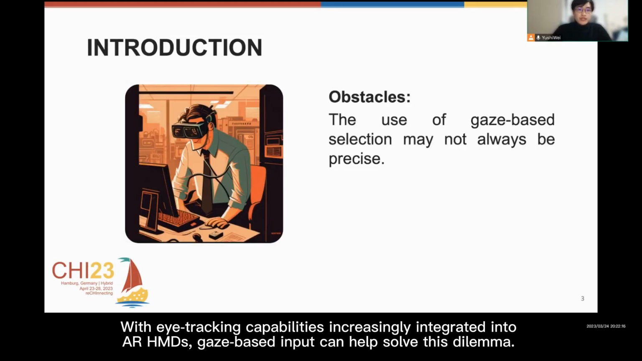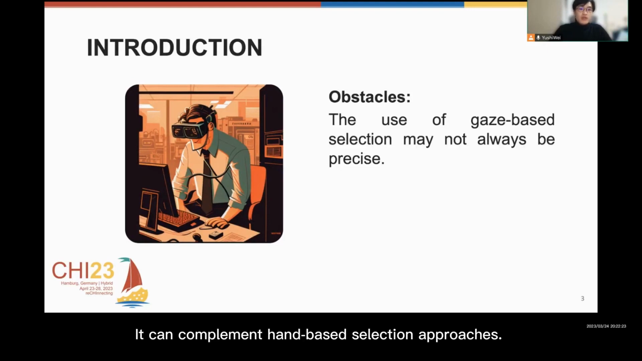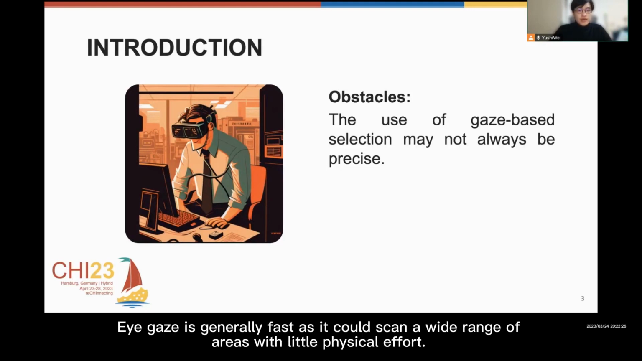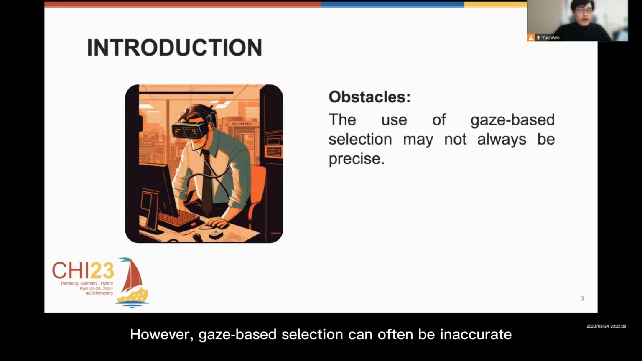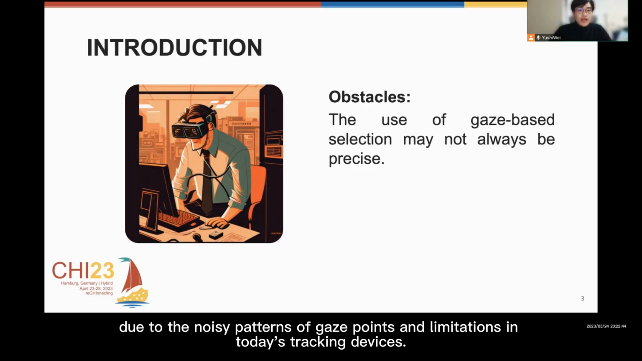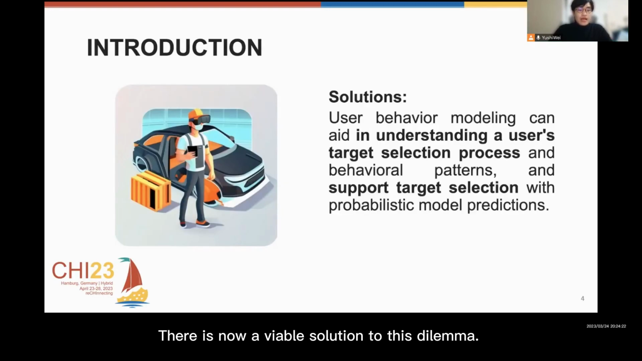With eye tracking capabilities increasingly integrated into AR-HMDs, gaze-based input can help solve this dilemma. It can complement hand-based selection approaches. Eye-gaze is generally fast, as it could scan a wide range of areas with little physical effort. It's also lightweight, and often indicates selection intention. However, gaze-based selection can often be inaccurate due to the noise pattern of gaze points and the limitation in today's tracking devices. There is now a viable solution to this dilemma.